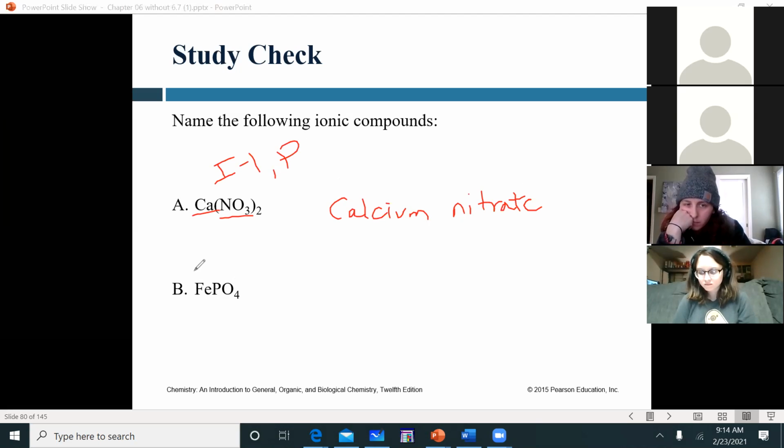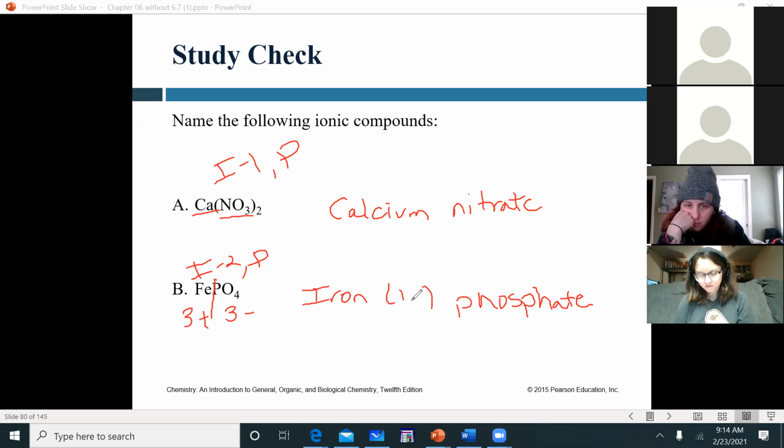This thing here is ionic. It's type 2, and it also has a polyatomic ion. So this is iron. We'll put a Roman numeral in there. And then this other thing is phosphate. I cut it in half. Phosphate always has a 3- charge, and there's only one of them. So this iron needs to have a 3+. So this would be iron 3 phosphate.